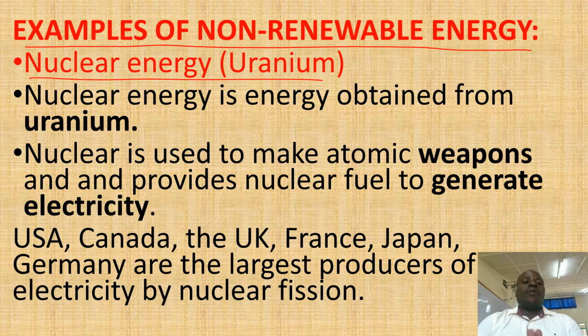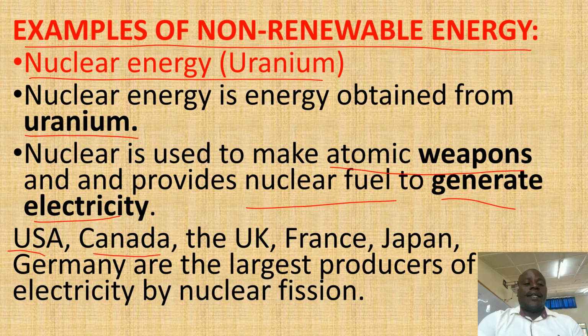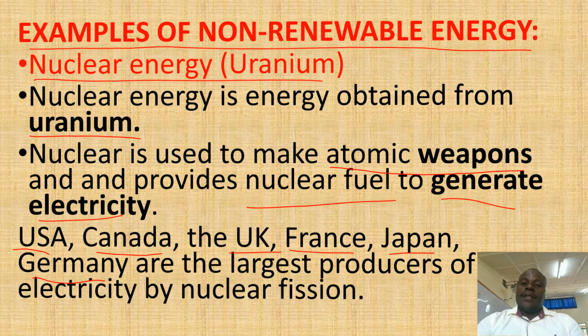This is an example of non-renewable energy which is obtained or exploited from a mineral called uranium. Through a process of nuclear fusion, nuclear energy is obtained from uranium. You may ask, what is nuclear energy used for? It is used for making atomic weapons. It also provides nuclear fuel which is used to generate electricity. Countries like USA, Canada, UK, France, Japan, Germany are the largest producers of nuclear energy.